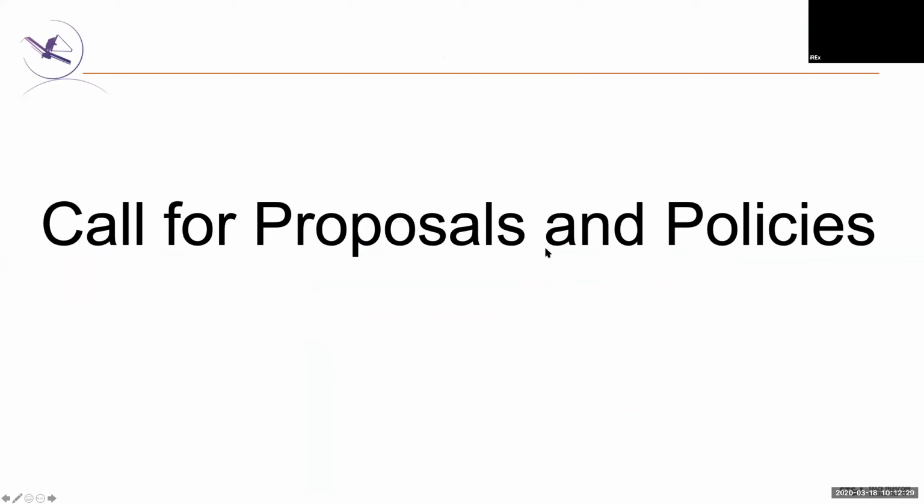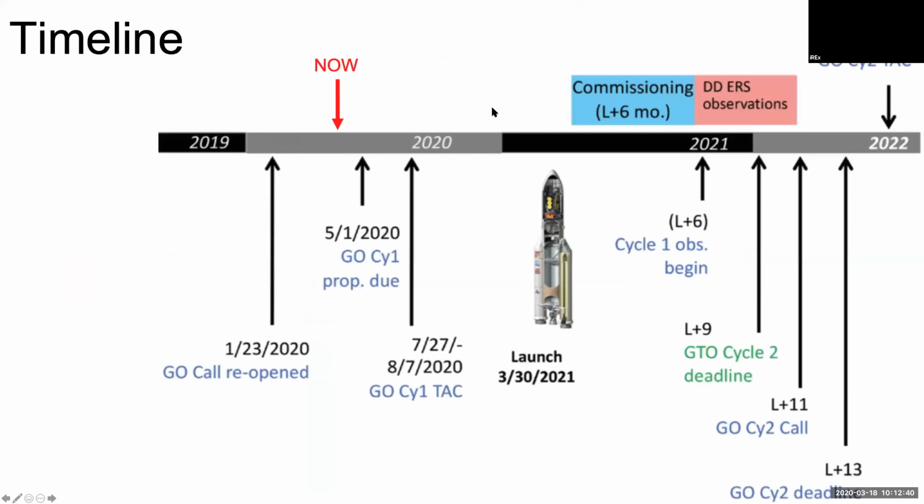All right, we're coming to an interesting part. It's about the call for proposals and policies. So here's a timeline of the project. So we're March 18, and the deadline is still May 1st. I don't think it's going to move. Who knows? And the cycle 1 TAC is scheduled to happen at the end of July for 2 weeks. I'll give you more details here in a few slides.